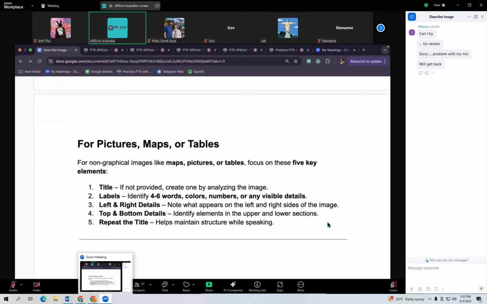Please go ahead. Title, if not provided, create one by analyzing the image, labels, identify 4 to 6 words, colors, numbers, or any visible details. Left and right details: note what appears on the left and right sides of the image. Top and bottom details: identify elements in the upper and lower sections. Repeat the title helps maintain structure while speaking.